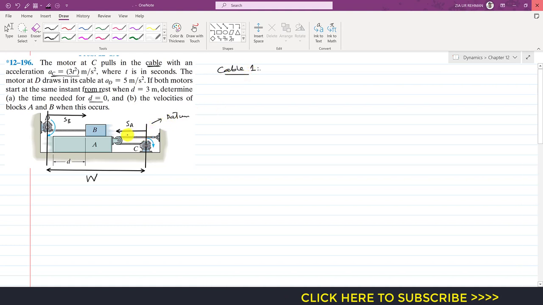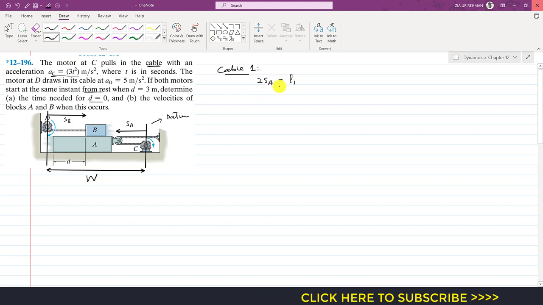So for cable 1, this will be SA plus SA as well, so we can write that this is 2SA. And that will be equal to the length of cable 1, right? But in this problem, the lengths of the cables are changing, since the motor is pulling the cable. So with respect to time, the length of the cable will change. If the motor is pulling the cable inside, then the length will change with respect to time, right? So this means that the lengths of cable 1 and 2 are not constant, they are changing with respect to time.